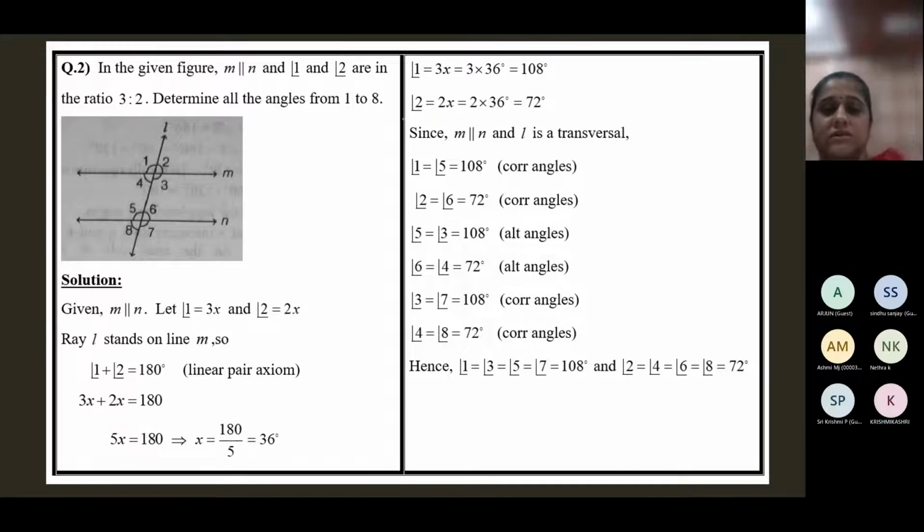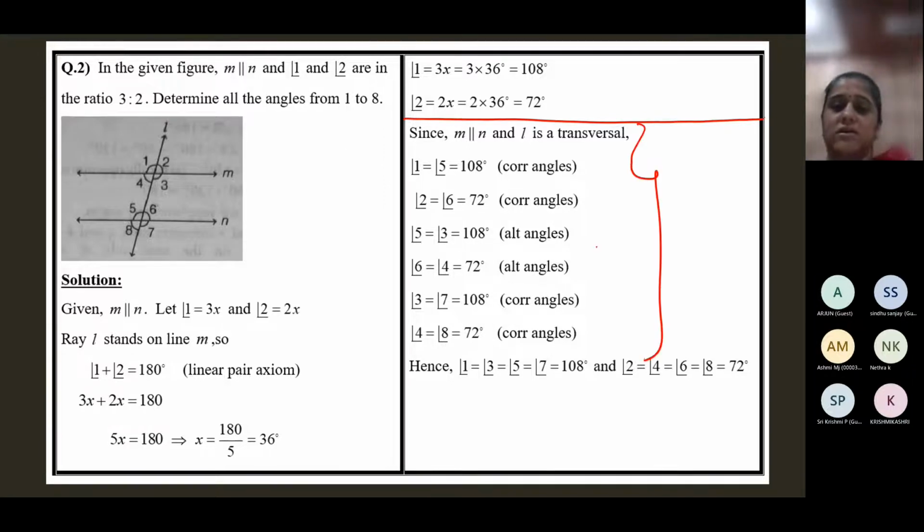So children, till here it will be the same. Whichever method you adopt after this, till here it's going to be the same. Angle 1 and angle 2 are in the ratio 3:2. So let angle 1 be 3x and angle 2 be 2x. Now we know that angle 1 plus angle 2 is 180, linear pair. So 3x plus 2x is 180.